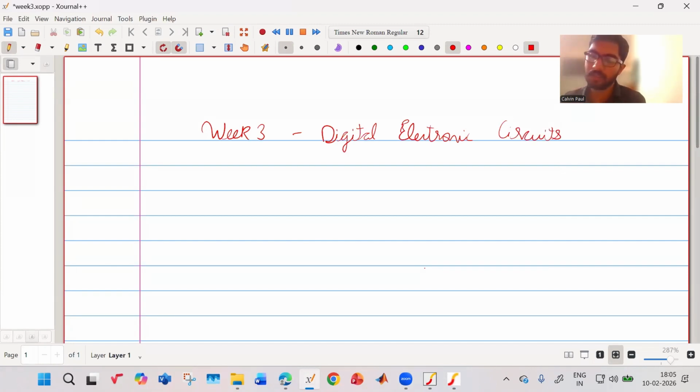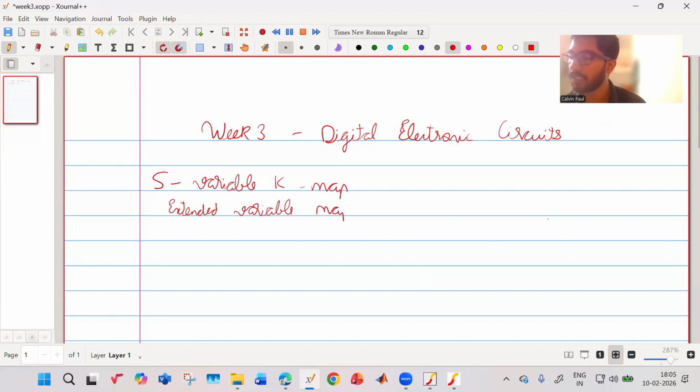So the first topic which sir covered was the 5 variable K map. Earlier I told you that only 4 variable maps would come, but in this week, sir has also included the 5 variable K map. So how do we go about solving that? Then another thing which sir taught was the extended variable map. Then sir taught about optimization of logic gates.